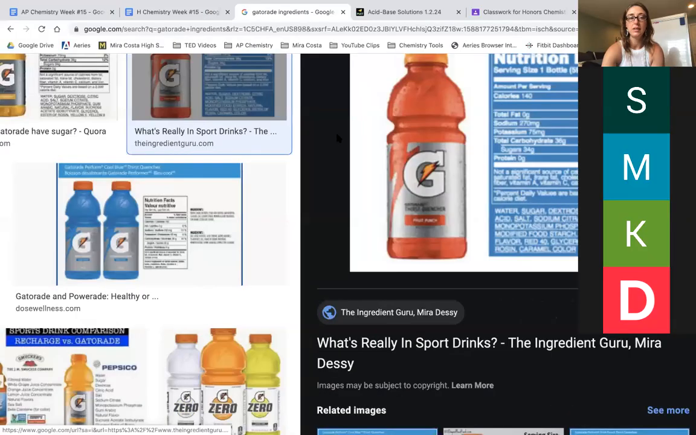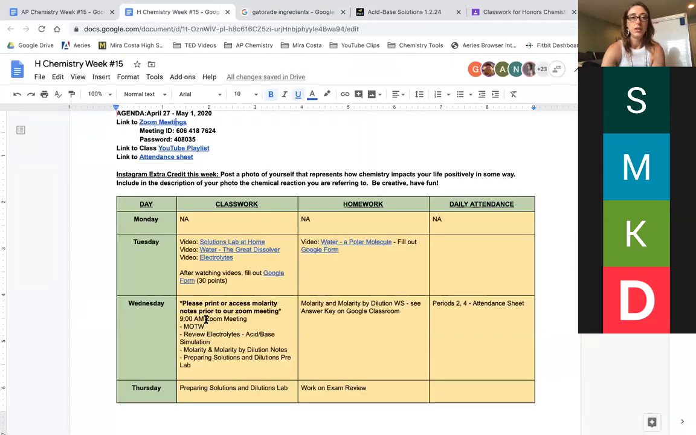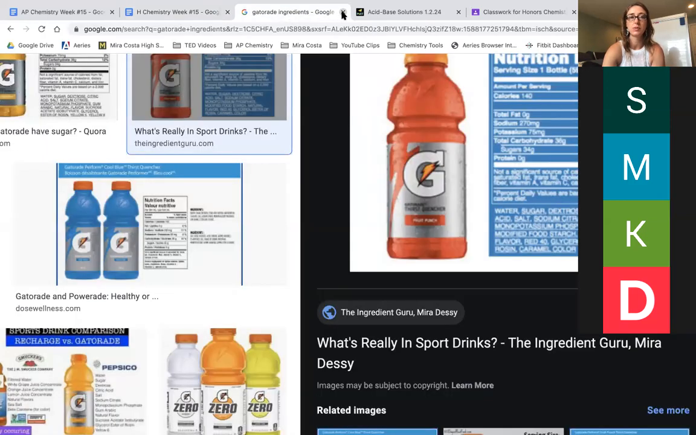Okay, so next up, we've talked a little bit about electrolytes. You can see they conduct electricity. Next, let's take a look at the notes, molarity and molarity by dilution notes. So once again, those are in the classroom.